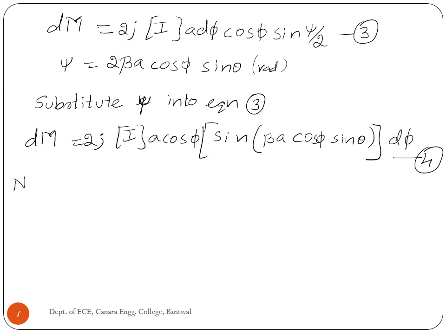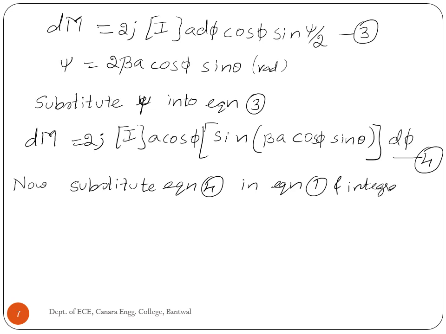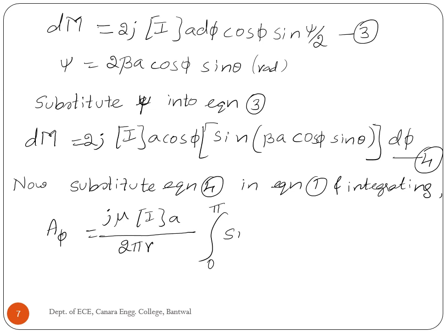Now substitute equation 4 in equation 1 and integrating, we get Aφ is equal to jμIa divided by 2πr, integration 0 to π sin of (βa cos φ sin θ) cos φ dφ.